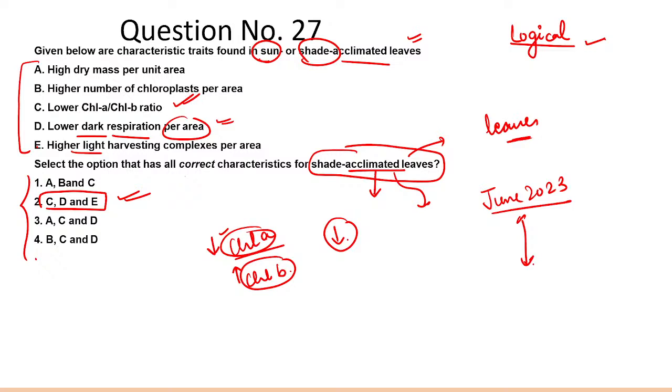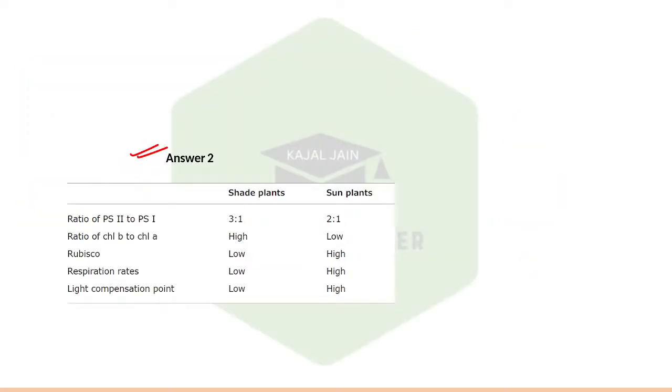So: low chlorophyll A to chlorophyll B ratio, lower dark respiration per area, and higher light harvesting complexes per area. The answer for this question will be option number B, according to the CSIR's official answer key as well. Chlorophyll B to chlorophyll A ratio higher. That means this is less, this is high.